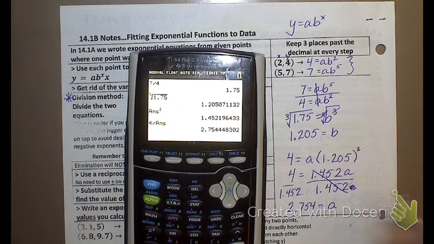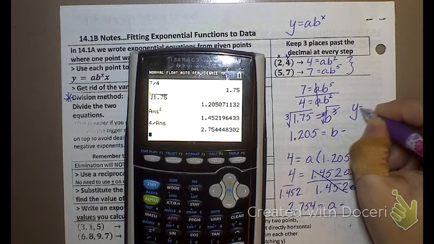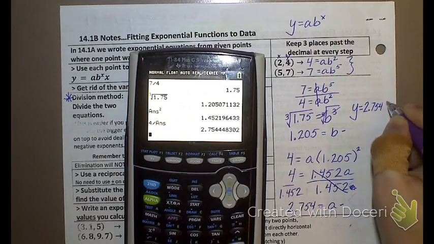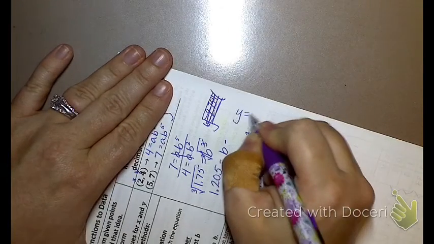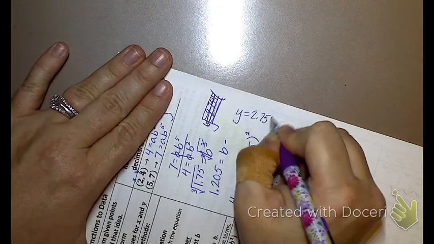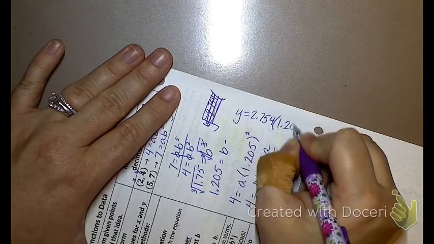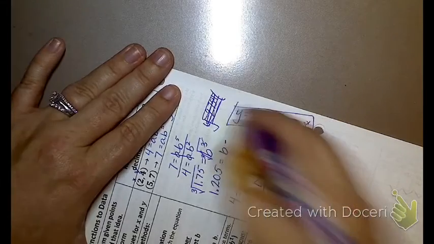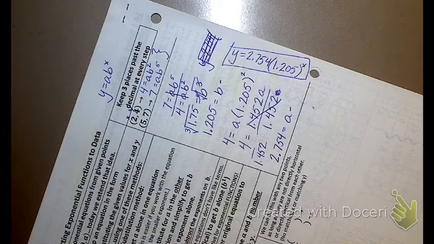754. So now that I have A and I have B, my equation is y equals 2.754 times, hang on, this is going to drive me nuts. I'm going to write it sideways because I hate having to split. Y equals 2.754 times, what's my B value? 1.205 to the x power. And that's what my equation looks like. It will have ugly decimals in it. That's just the nature of it.